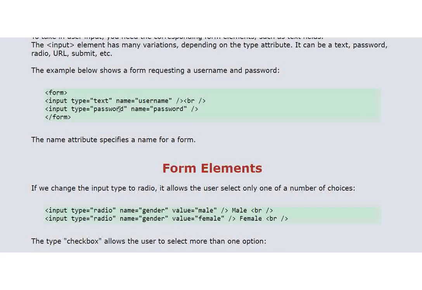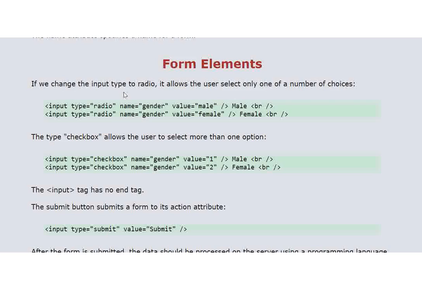We are going to also learn about input, and the type attribute, telling you what type of information you want to collect. Is it a text, like username? If it is email, the type is going to be email. If it is password, the type is going to be password.